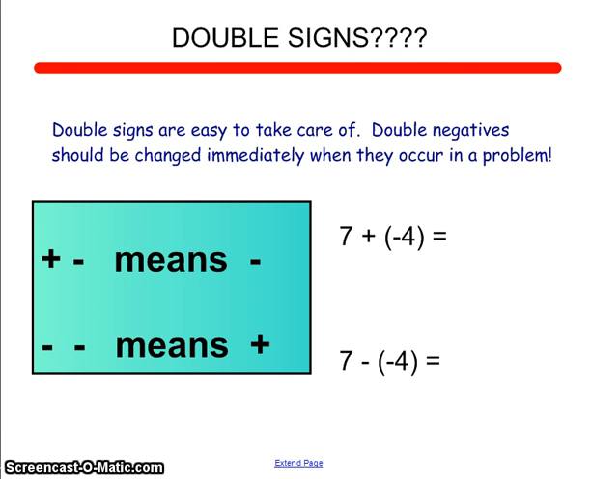The last thing in this section that we need to talk about are the double signs. All right, double signs do tend to give some people a little bit of trouble, but they're easy to take care of, especially double negatives. Double negatives should be changed immediately when they occur in a problem.